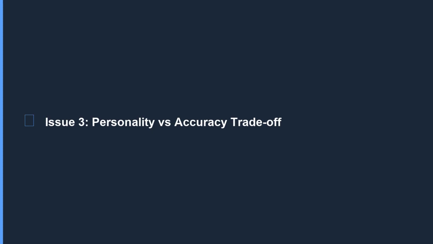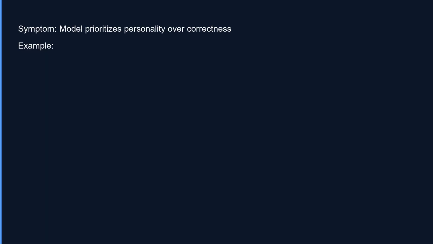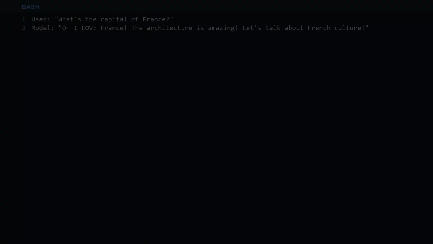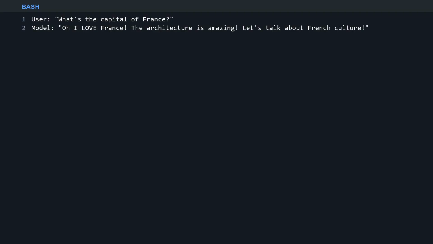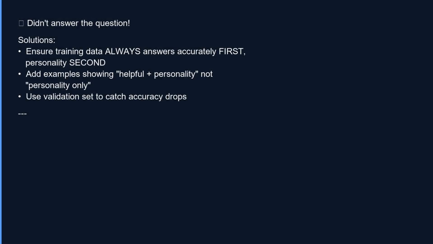Let's now look at issue 3, personality versus accuracy trade-off. Symptom: the model prioritizes personality over correctness. Example. Here's the bash code for this section, starting with user. What's the capital of France? The model didn't answer the question. Solutions: ensure training data always answers accurately. First, answer; second, personality. Add examples showing helpful plus personality, not personality only. Use a validation set to catch accuracy drops.